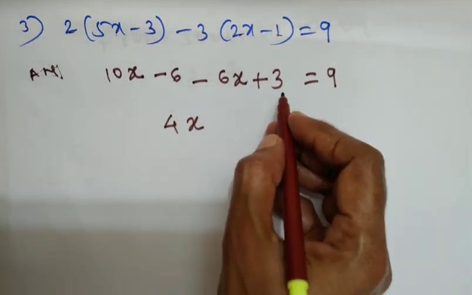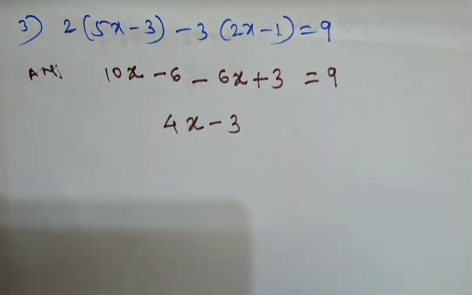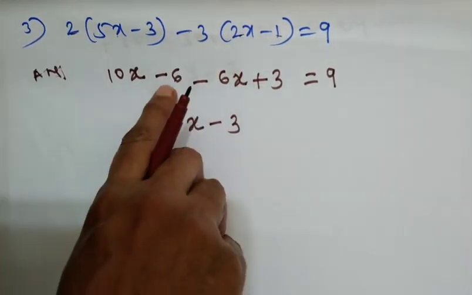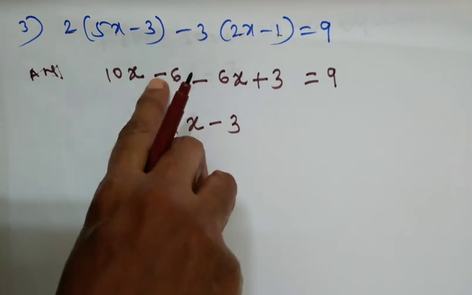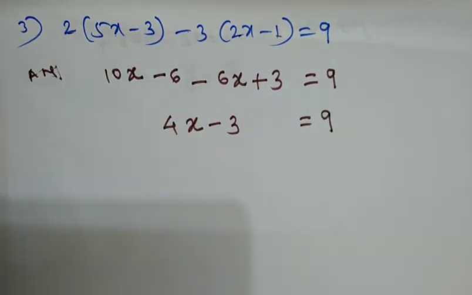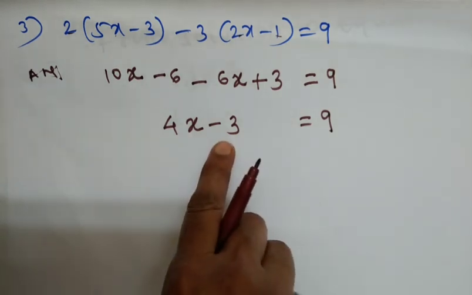Now minus 6 plus 3 is equal to what? Minus 3. Again, addition of integers. Now one is positive, one is negative, so you have to subtract, but you have to write the sign of the bigger number. It is equal to 9. Now minus 3 is a constant.